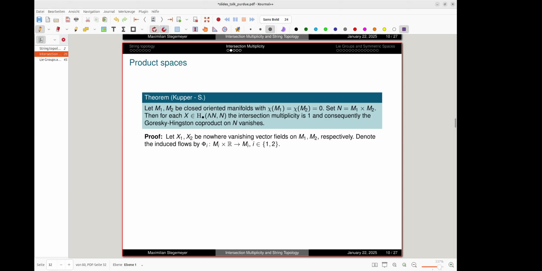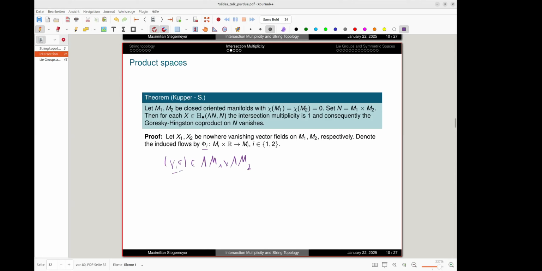Since we have trivial Euler characteristic, we can take nowhere vanishing vector fields on M1 and M2, and then we can take the induced flows on the manifold. I want to sketch the idea first. A loop in the product is of course a pair of loops, gamma and sigma. When does this have a self-intersection? Well, if both loops have a self-intersection at the same time.